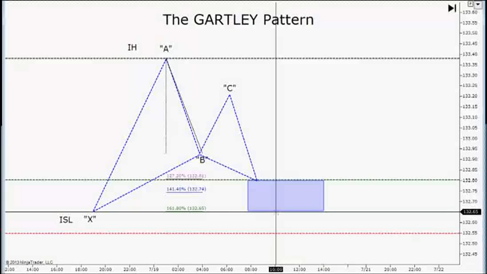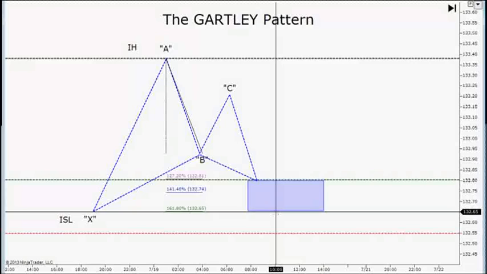When you say 60 to 70% success rate for the Gartley, is it for both targets getting triggered? No, it's a profitable trade, Mark. We make money on the trade 60 to 70% of the time.